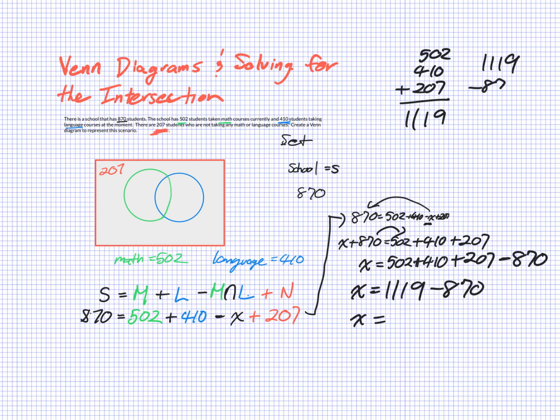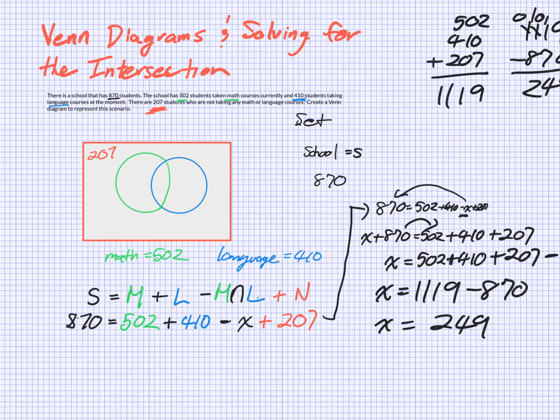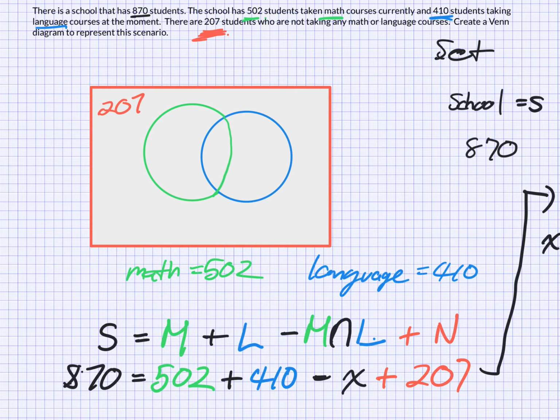Subtract 870. So we got a 9, borrow. That gives us a 4. Borrow again. Gives us a 2. So at the intersection, the students taking both language and math at the same time should be 249. So I'm going to see if I can zoom back in. I can. We're going to try this now. 249 should be at the intersection of the two.